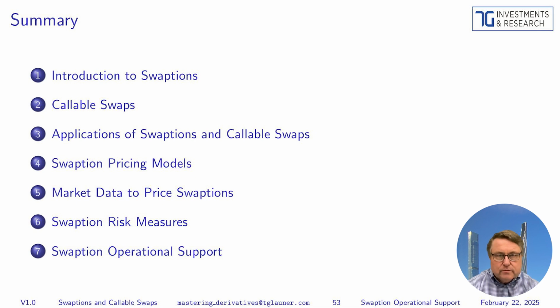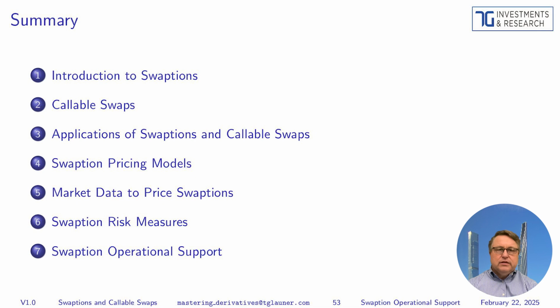We began with an introduction to swaptions, breaking down their structure, types, and role in interest rate markets. We then moved on to callable swaps, highlighting their embedded optionality and how they relate to swaptions. From there, we explored the applications of swaptions and callable swaps, examining their use in hedging strategies and managing convexity and vega risk for an MBS portfolio.